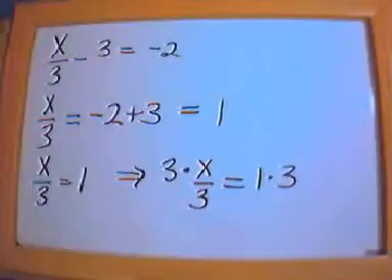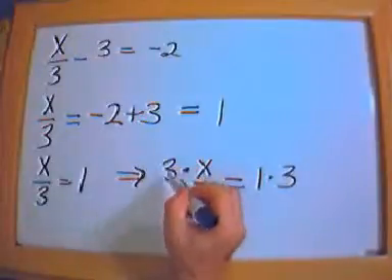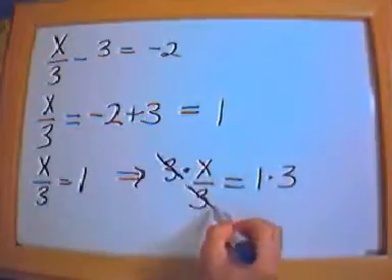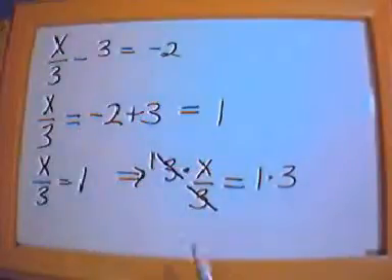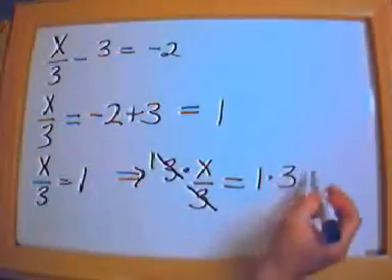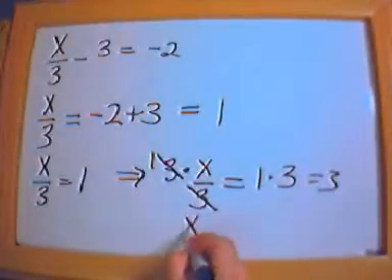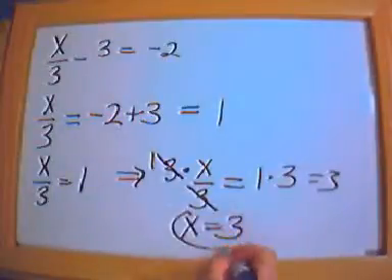All I've done here is multiply both sides by 3. Because I've done that, this 3 goes out with this 3 and makes a 1. 3 divided by 3 is 1. 1 times 3 is 3. So x is equal to 3.